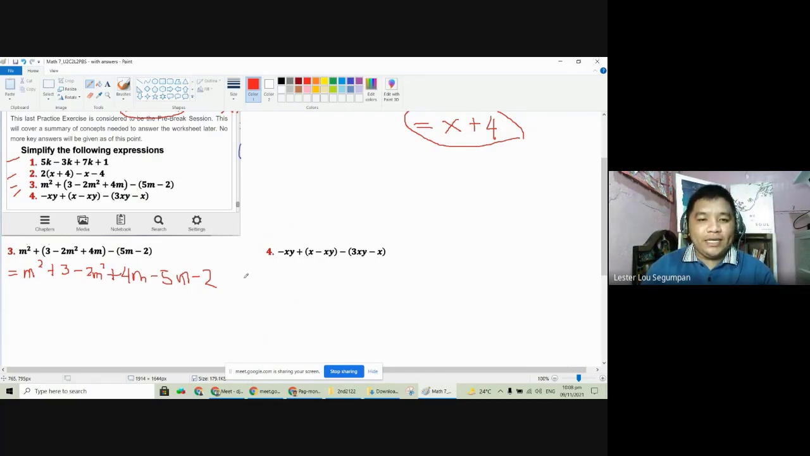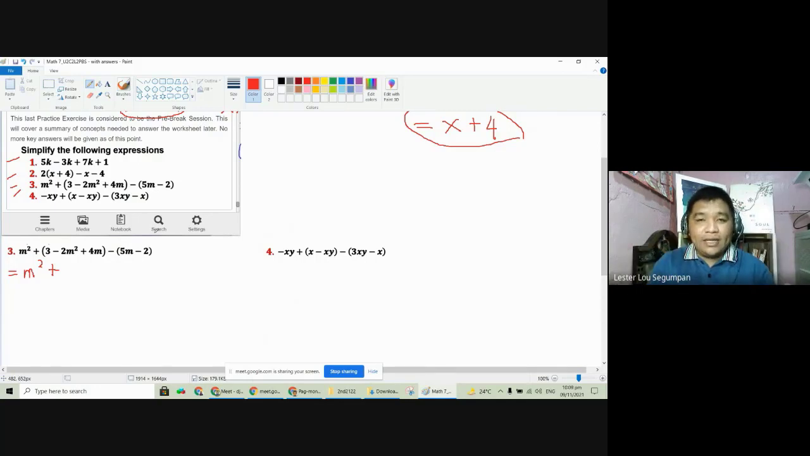What is my point here? When you have a grouping symbol preceded by a sign, there is a specific concept to be applied. Let's look at the first grouping symbol. Of course, m squared is not part of the grouping symbol, so let's simply write m squared here as we go through the process. The first grouping symbol is preceded by a plus sign. The rule is that whenever you have a positive sign right before the grouping symbol, you can just simply remove it.